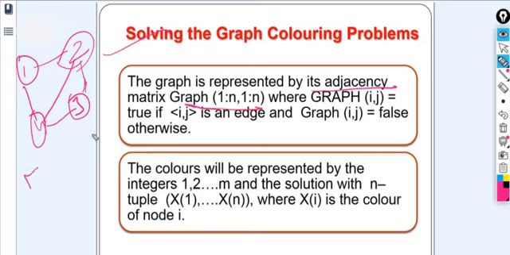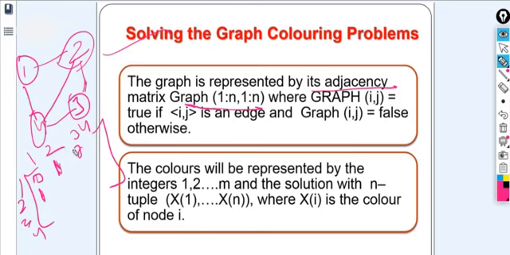For example, this is a graph. So what will be the adjacency matrix for this? 1, 2, 3, 4 and 1, 2, 3, 4. So 1 to 1, is there any path? No, mark it 0. 1 to 2, is there any path? Yes, mark it as 1. 2 to 1 is also there, mark it as 1. 1 to 3, no path.